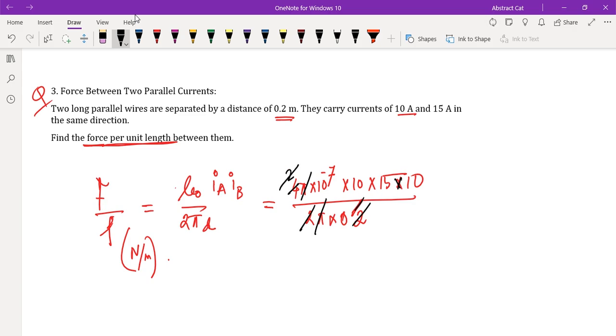2 cancels, 15. There is a 10 to the power 7 and this 10 to the 5. So 10 to the power minus 5. Okay, that is Newton per meter. So that's question number 3, the force per unit length. That's the answer. Now the next question, question number 4.